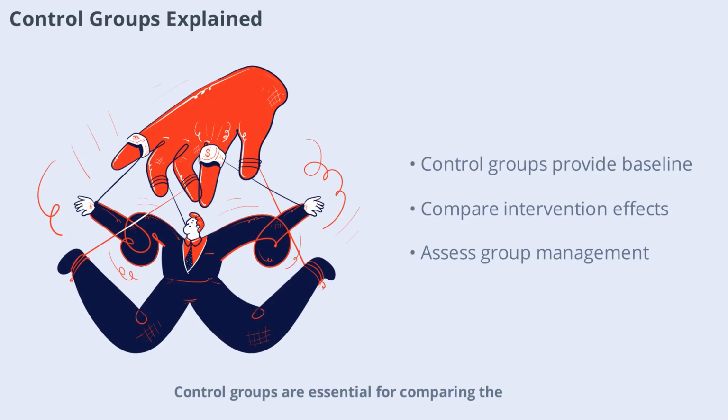Control groups are essential for comparing the effects of an intervention against a baseline. A well-designed control group helps isolate the impact of the treatment and rules out alternative explanations for the results. When reviewing conclusions, ask whether the study included an appropriate control group and how it was managed. This can make a significant difference in the credibility of the findings.